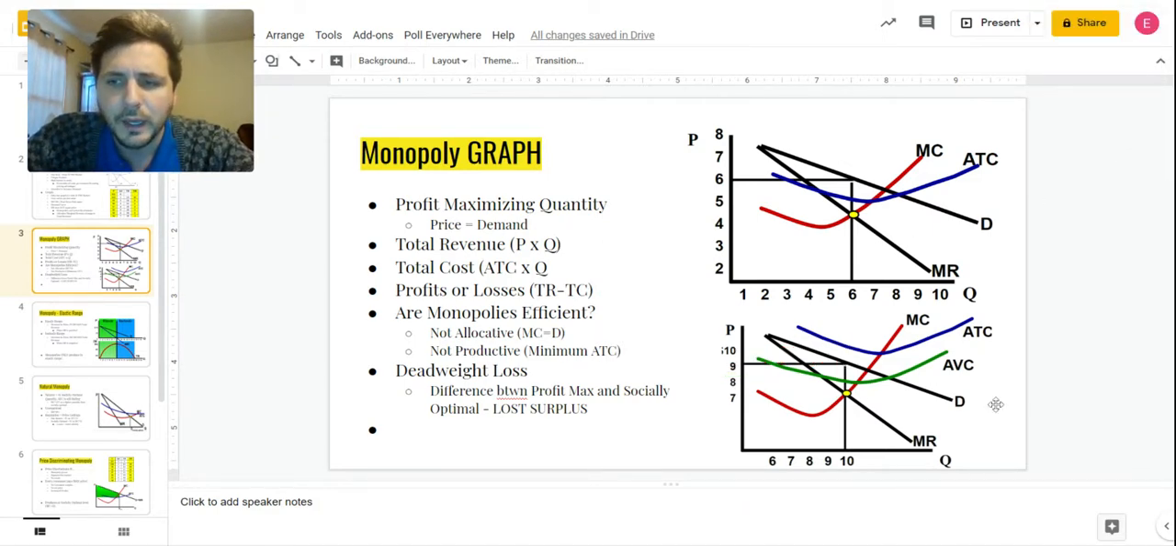Question 1. Are monopolies efficient? Well, we have 2 ways to check that. We have allocative efficiency and productive efficiency. Are they allocatively efficient? The answer is no.